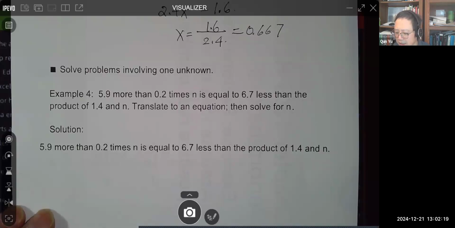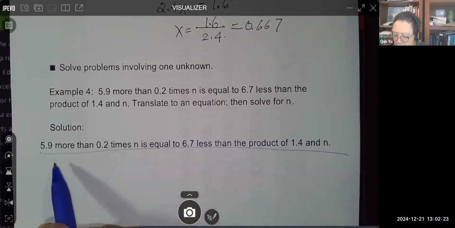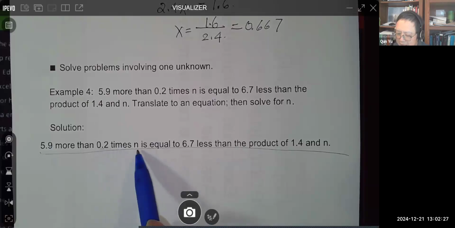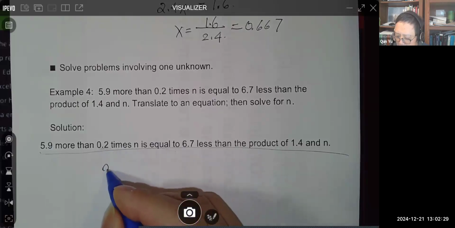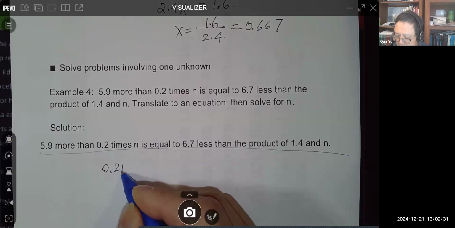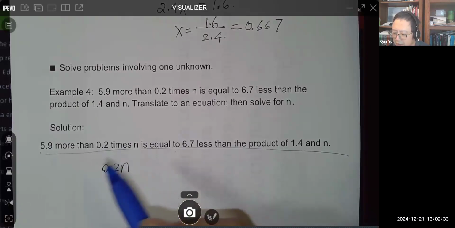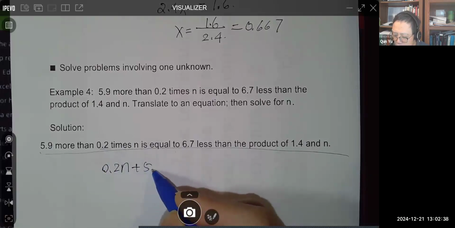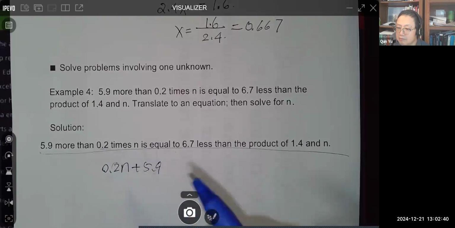So let's translate this sentence or statement into an equation. 5.9 more than 0.2 times n. So 0.2 times n, you have something 5.9 more than that, you have to add this 5.9 to it to be more than that.